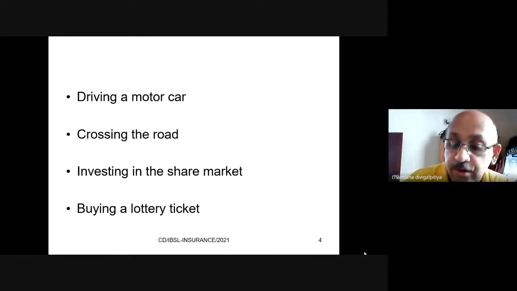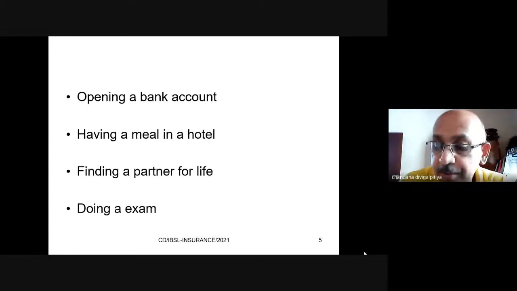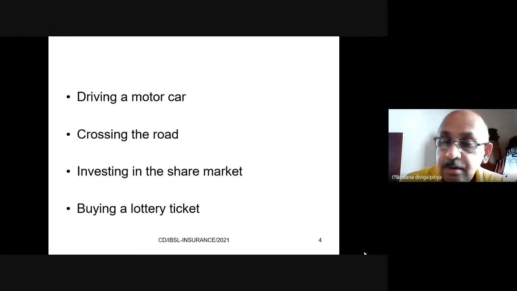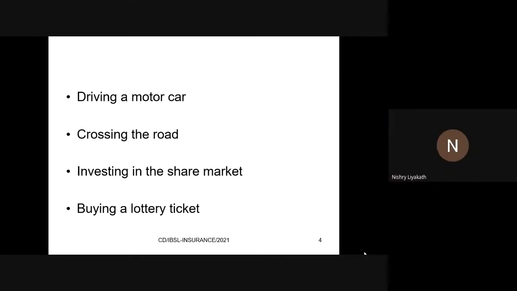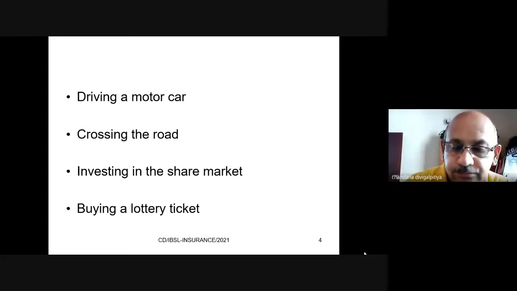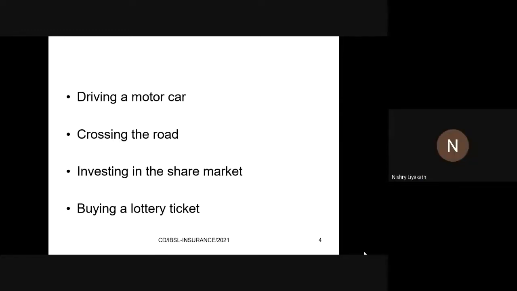Right. So 1, 2, 3, 4, 5, 6. These are very common examples, right? We'll go through them one by one. Driving a motor car. R or C? R. Yeah, risk, market risk. Crossing the road. R. Yeah, okay. R. Last two examples, share market, lottery. Risk and a chance.